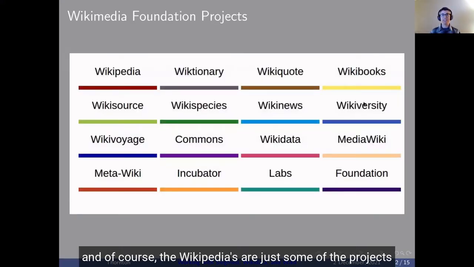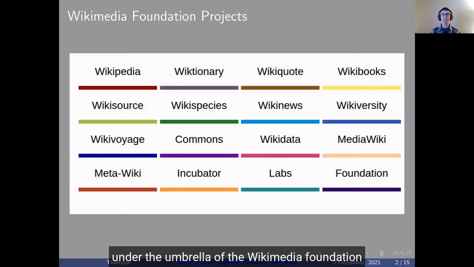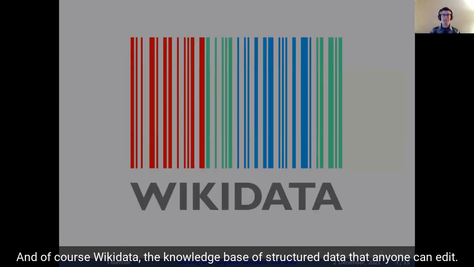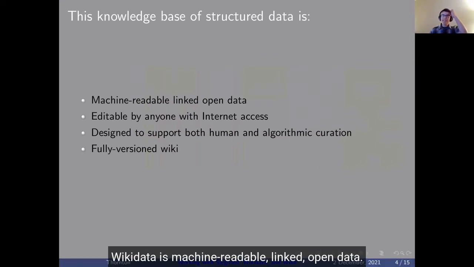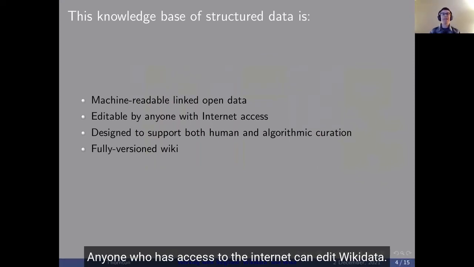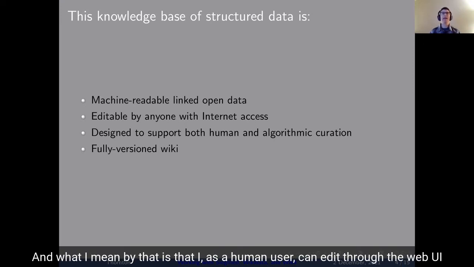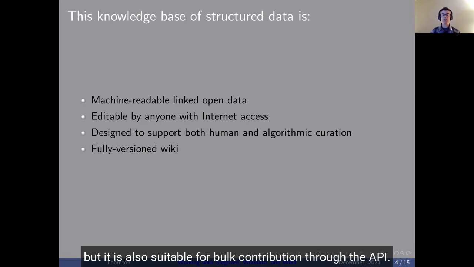of course, the Wikipedias are just some of the projects under the umbrella of the Wikimedia Foundation. And there's everything there from a crowdsourced dictionary, Wiktionary, to a crowdsourced travel guide, Wikitravel. And of course, Wikidata, the knowledge base of structured data that anyone can edit. Wikidata is machine-readable linked open data. Anyone who has access to the internet can edit Wikidata. It's designed to support both human and algorithmic curation. What I mean by that is that I, as a human user, can edit through the web UI, but it is also suitable for bulk contribution through the API.